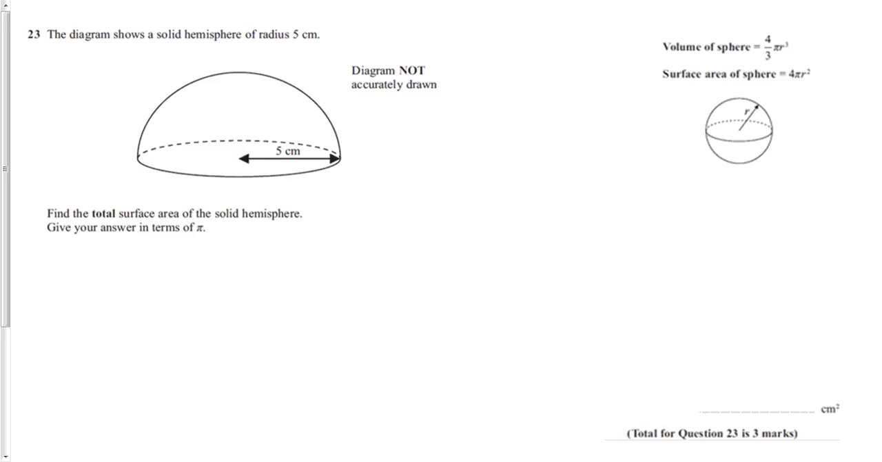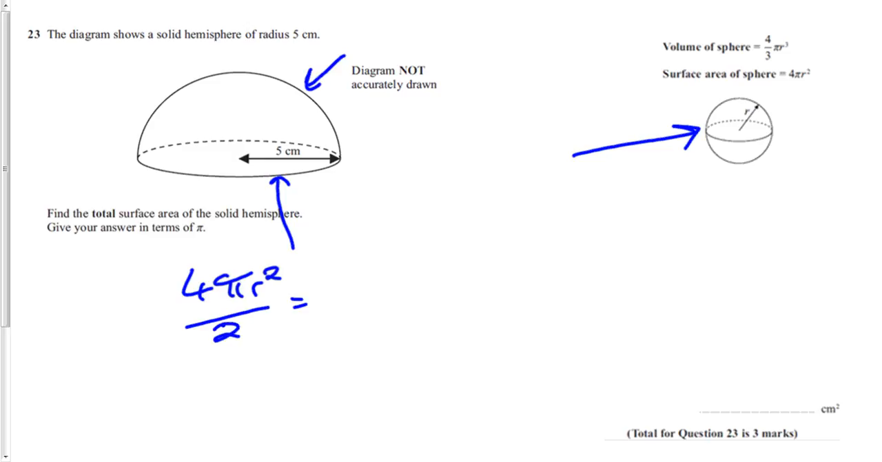So here we've got 2 sides. We've got the outside of the ball, which is this bit here, and then the flat circle underneath it. So we've got to work out the total surface area. If we look over here, at the beginning of your paper, the surface area for an entire sphere is 4 pi r squared. But we don't want the entire sphere, we only want the outside of half of it. So we divide this by 2, leaving us with 2 pi r squared.